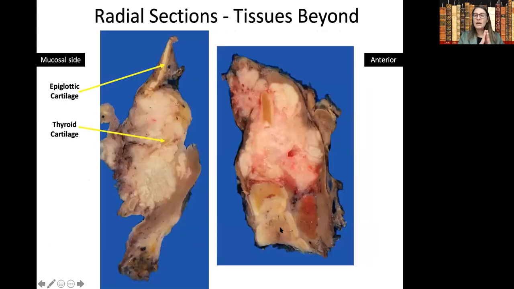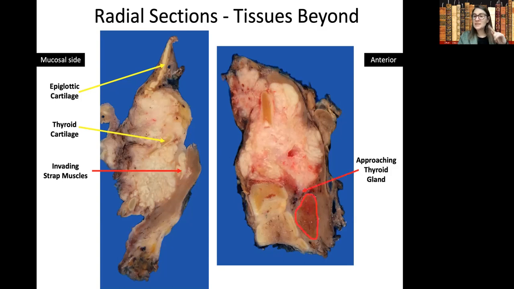All right, so once we have those radial sections, in our case of this bulky tumor, we again remember to see the epiglottic cartilage. We see the thyroid cartilage, which has been distorted by the tumor. And we see that the tumor itself is sending little white islands into the strap muscles. So we already have a good gross stage of strap muscle invasion.